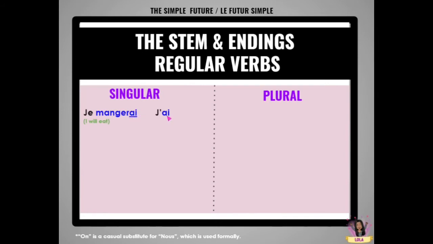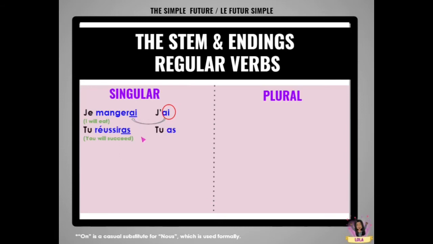And we can see here that j'ai is actually I have. It's in the present tense. It's the avoir verb conjugated in the present tense. So look at the ai here. It's exactly the ending over here for je mangerai. So that's how you can kind of memorize it. This is one of the basic things you do in French. So if you already know this, then memorizing the endings should be pretty easy. So je mangerai, I will eat.